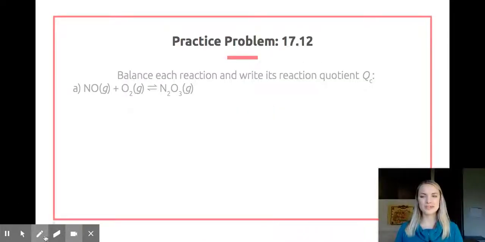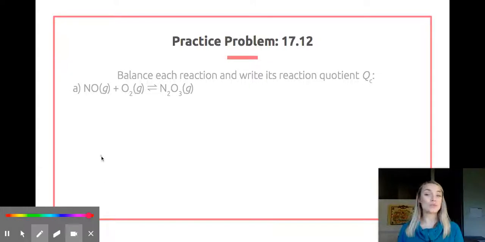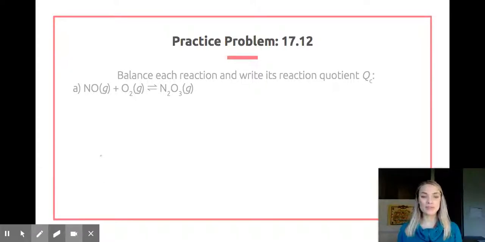All right, let's take a look at 2 practice problems, 17.12. So we're going to look at 2 examples. They're going to be very similar. Once you do the first one, I'll let you have a little bit more freedom on the second one to just check your answers as you go along. So we need to have a balanced equation, and then we need to plug things in. Let's balance this equation really quick.